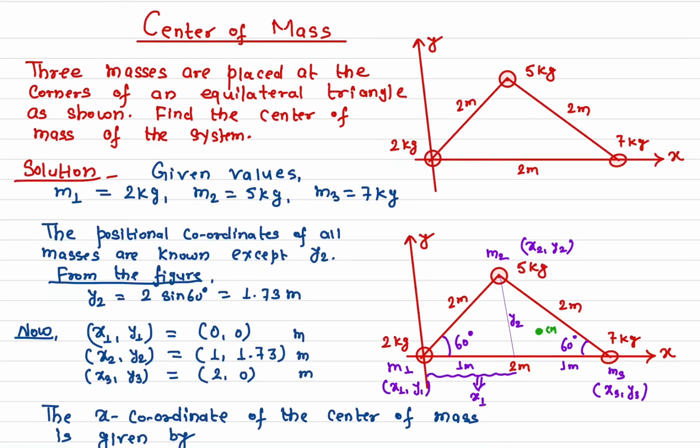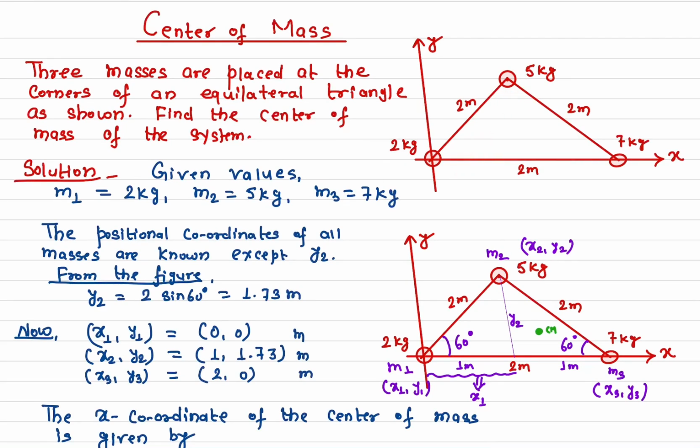In this video, I'll talk about how to find the center of mass of three masses which are placed at the corners of an equilateral triangle. So this is an equilateral triangle and the masses are placed at the corners. Equilateral triangle means all sides have equal length, and if all sides have equal length, then each angle is exactly equal. That means each angle is 60 degrees.